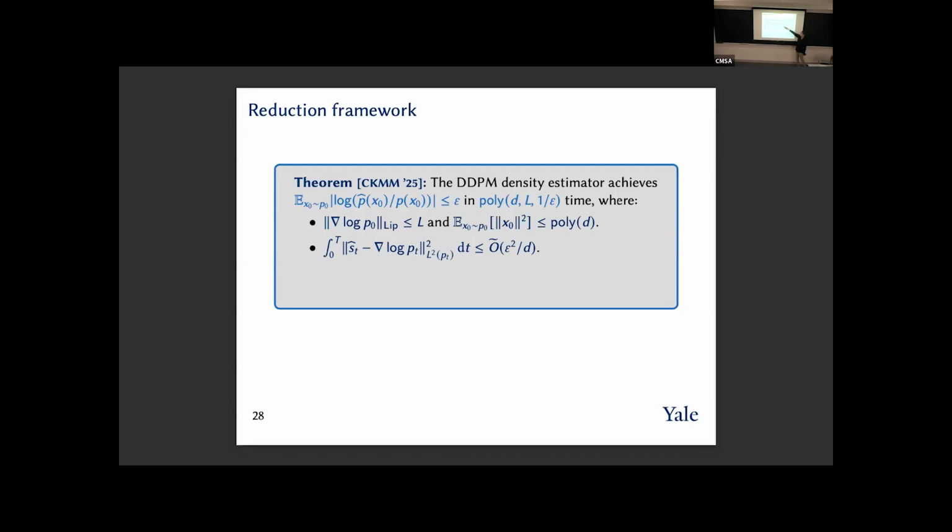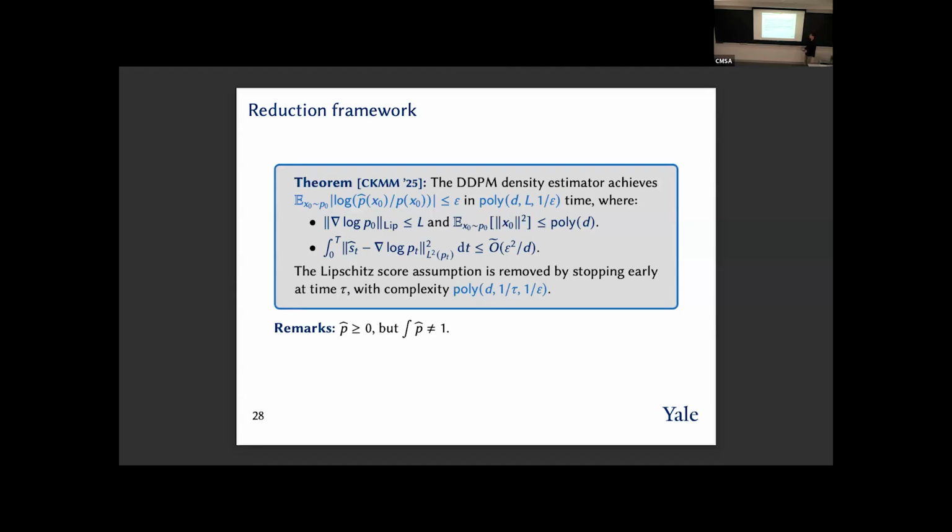Here, unlike the result for learning a sampler, there's actually some loss when you go from the score error to the error of density estimation. We worked pretty hard to make this as good as we could. We did try to optimize the bound, but this is the best that we are able to get. And similarly to before, you can also remove this Lipschitz score assumption if you want via some early stopping.